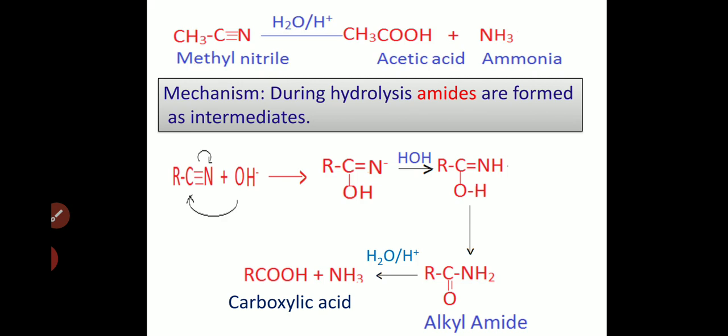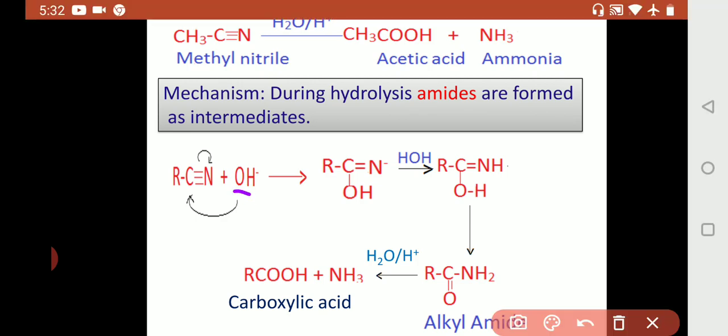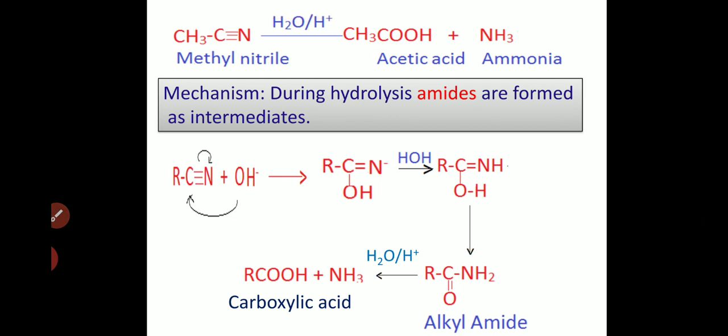So this is the detailed mechanism of hydrolysis of alkyl nitriles in presence of base and water. Of course, RCONH2 alkyl amides are converted in presence of H2O and H plus. They are hydrolyzed to form carboxylic acids. Now, this is the overall mechanism and reaction for hydrolysis of alkyl nitriles to form carboxylic acids.